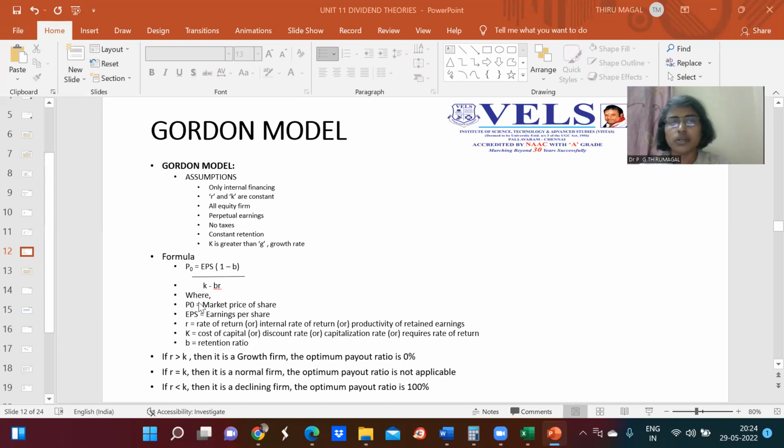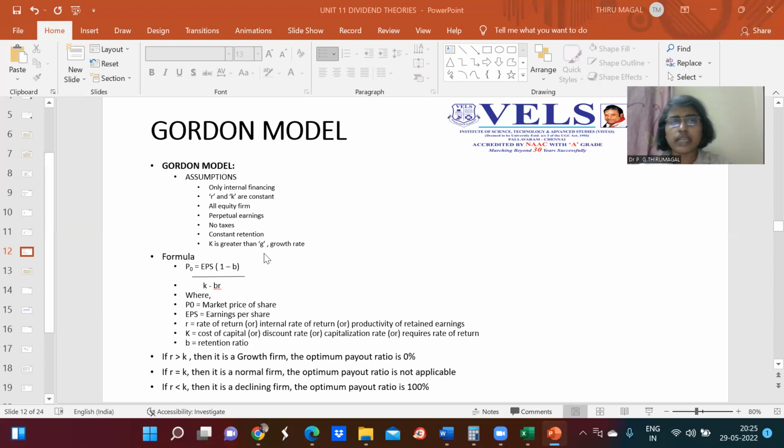Then K is nothing but the required rate of return, or the cost of capital, or the capitalization rate, discount rate, or yield to maturity. These are all the different names for cost of capital, or K, or required rate of return. And R is the same thing we have seen in the Walter model. It is nothing but the rate of return, or internal rate of return, or productivity of retained earnings. These are all the different names used for R.